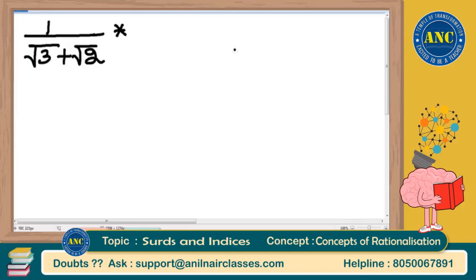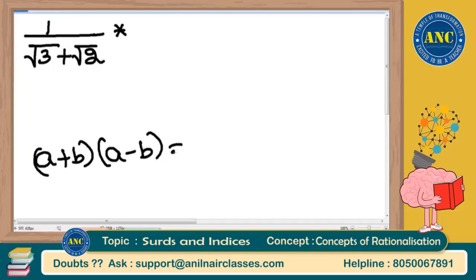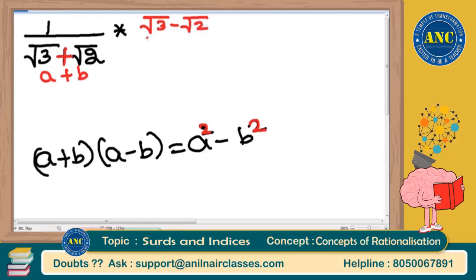So for that matter, I told you that if it is a plus b, the other term should be a minus b, so that it becomes a square minus b square, and square means the square root will get cancelled. Here also, square means the square root will get cancelled, and you might end up not having a surd in the denominator. I have root 3 plus root 2, that means I have a plus b in the denominator. I want a minus b, so multiply by root 3 minus root 2.